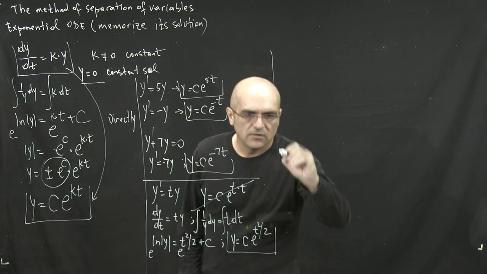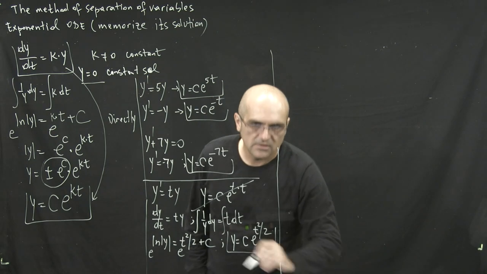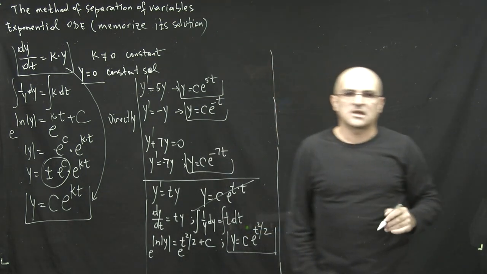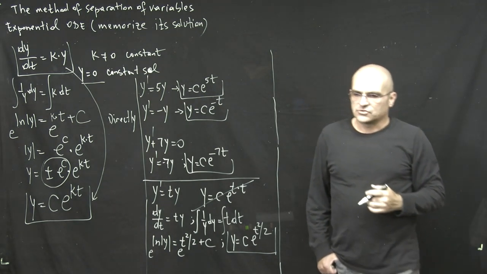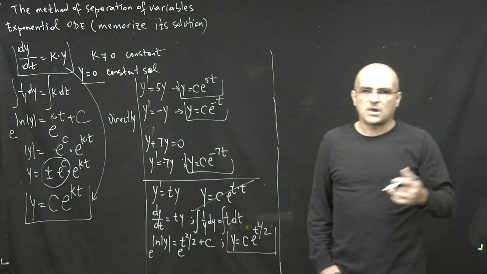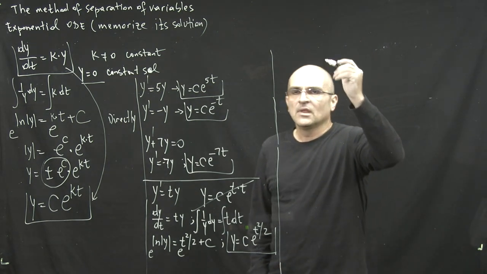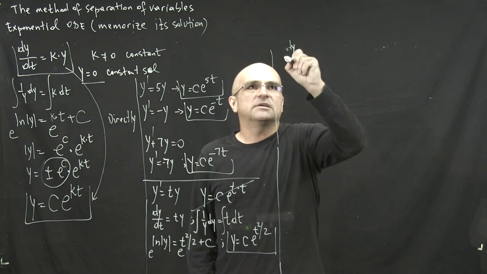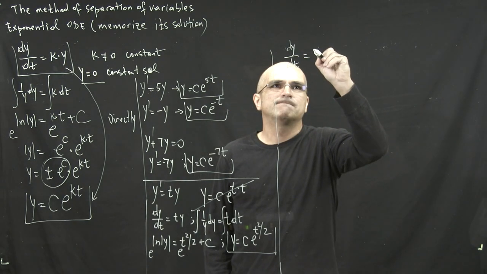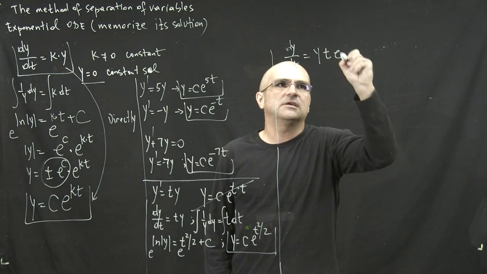So let's do yet one more example, this time involving integration by parts. This is another technique that you need to know. So u substitution and by parts are the only techniques I'm going to require in this class. So suppose dy dt equals y times t e to the t.